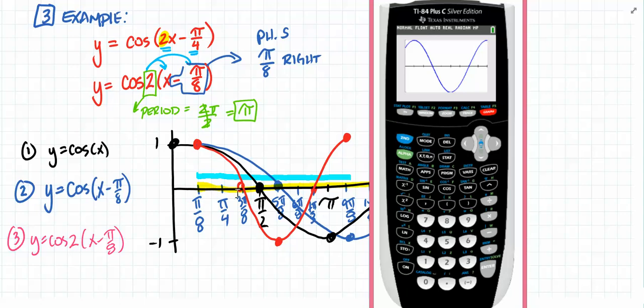Okay? Yeah, go ahead, graph this one: cosine of 2x plus pi over 2.